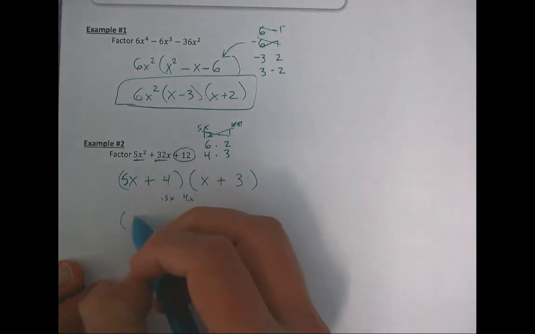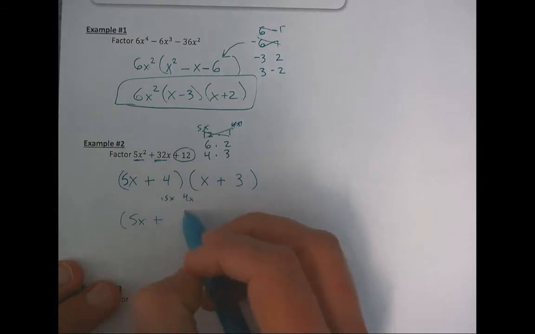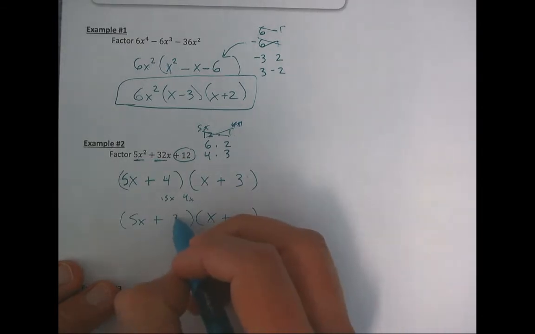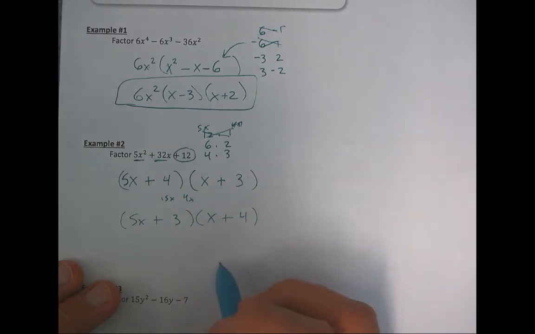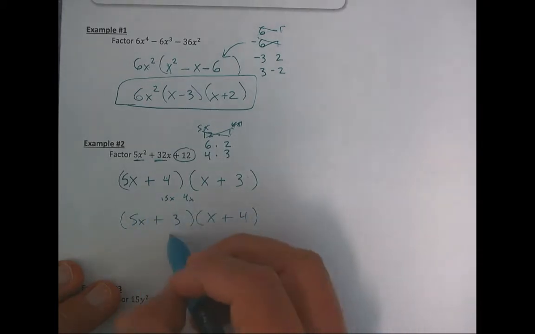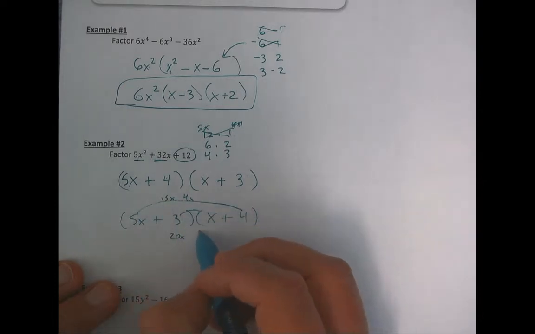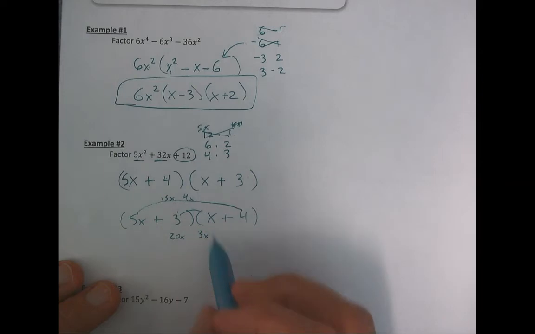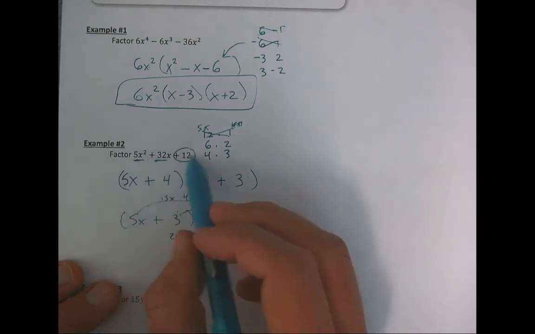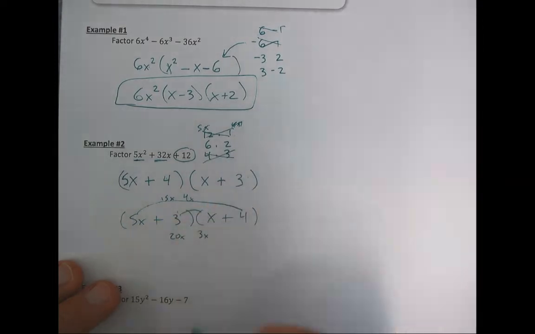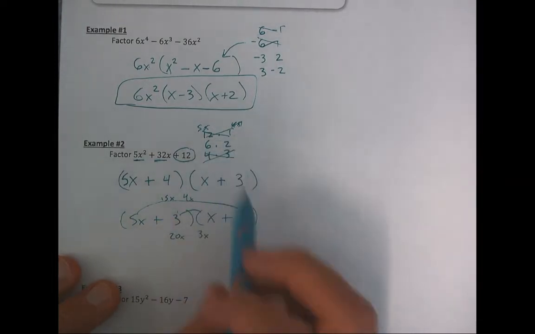Well, what if I did the same combination of factors, but I just switched them? I haven't necessarily eliminated the 4 and 3 yet, because what if they went this way? So of course I get 5x squared. I'm going to get a 20x from this and a 3x from that, and then of course the 12. So the first term works, the last term works, but these two together don't make 32. So now I've eliminated the 4 and the 3. So the only options now is the 6 and the 2.